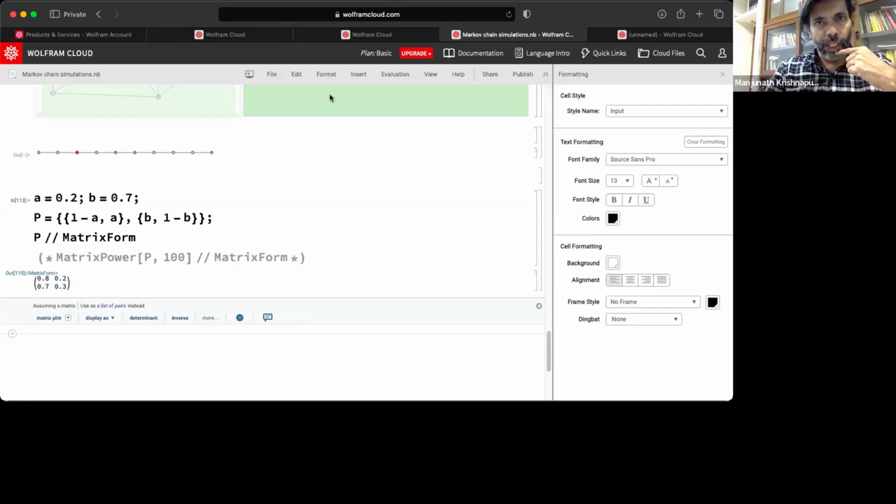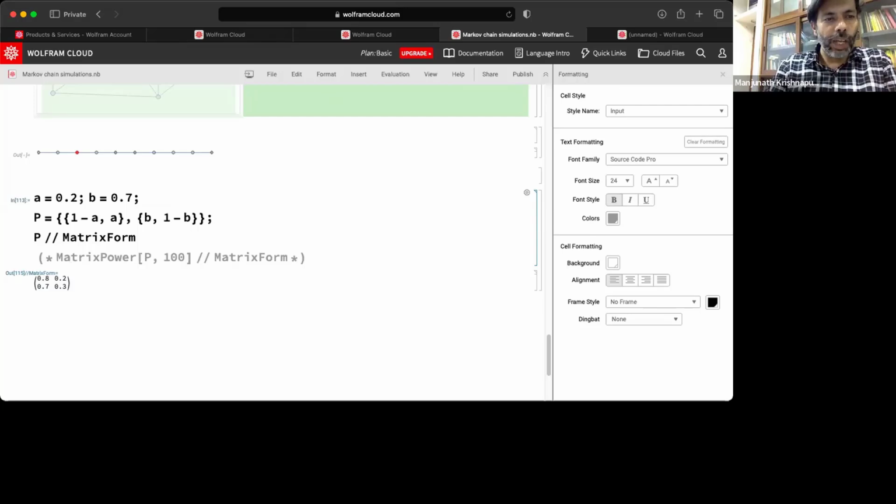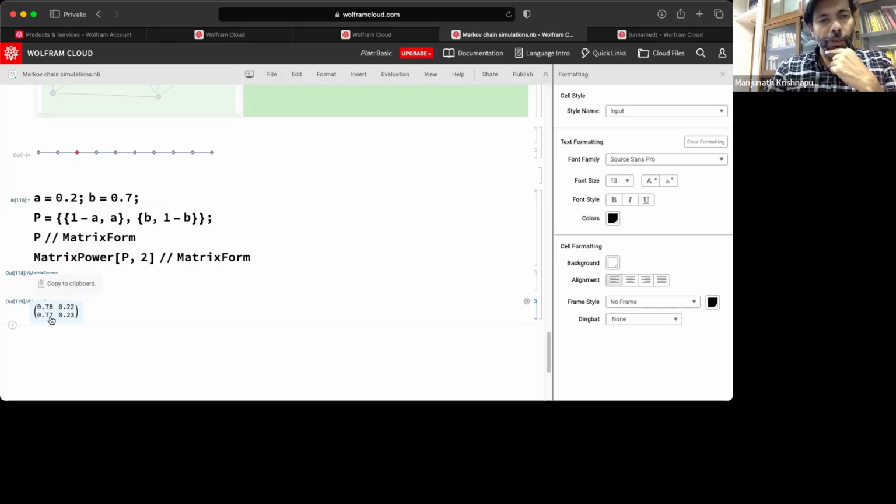So that is what it is. Now these are the one-step transition probabilities. Now let us see what happens after a long time. If I raise the matrix to power 2, so that means after 2 steps, what are the probabilities? It's going to be 0.78, 0.22, something. So let's run it for a long time. What happens? You see, something funny has happened: both rows are almost the same, or actually exactly the same. The entries are 0.777 and 0.222.